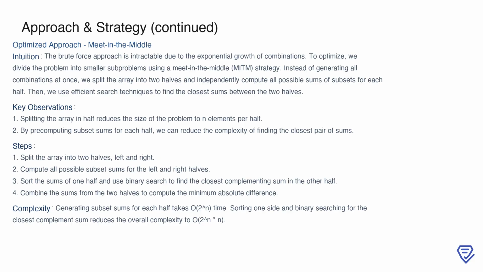An optimized solution to overcome the limitations of brute force is the meet-in-the-middle approach. The key idea here is to divide the problem into smaller, more manageable subproblems. Instead of generating all combinations at once, we split the array into two halves and calculate all possible subset sums for each half independently. This drastically reduces the size of the problem from 2n elements to n elements per half. Once we have the subset sums for both halves, we can combine them intelligently to find the closest sums between the two halves. By sorting the sums from one half and using binary search to efficiently find the closest complementing sum in the other half, we can determine the minimum absolute difference.